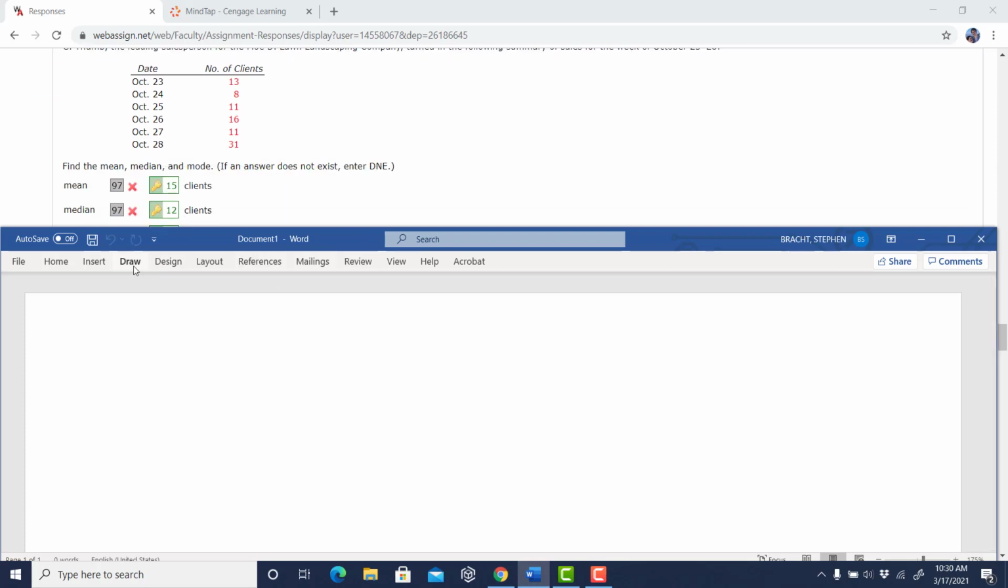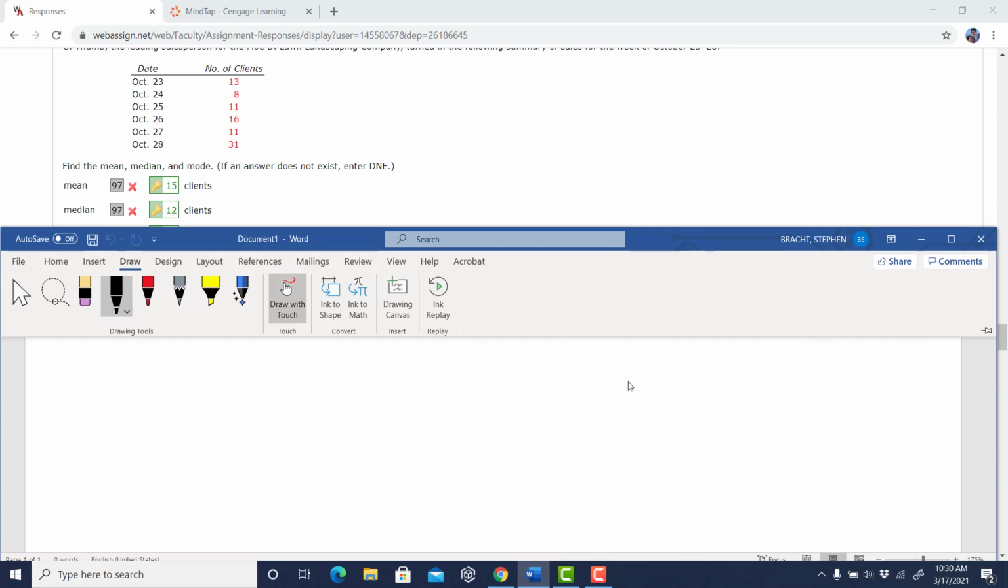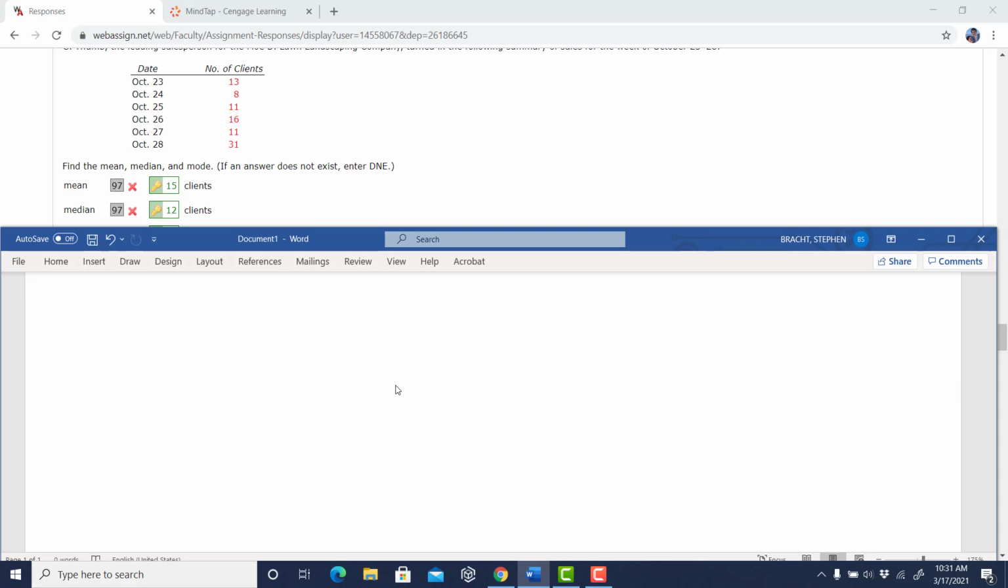So let me get set up here. What we're going to do, we've got the mean, which is often denoted by x-bar. We start by adding the numbers together. So 13 plus 8 plus 11 plus 16 plus 11 plus 31. And that sum is divided by the total number of numbers. There's 1, 2, 3, 4, 5, 6 numbers, so I divide by 6.